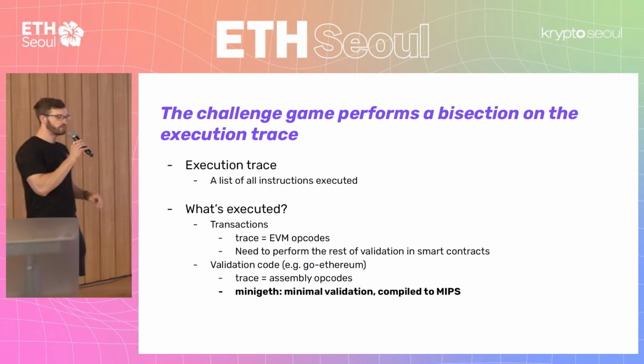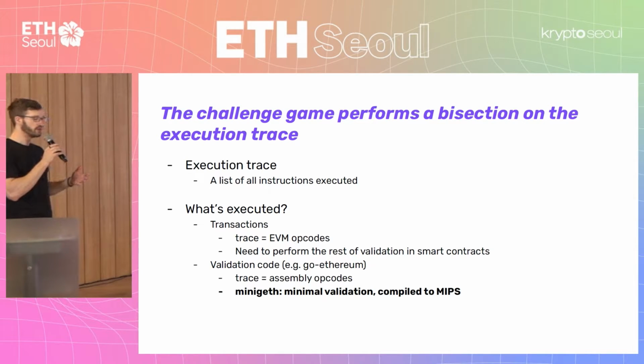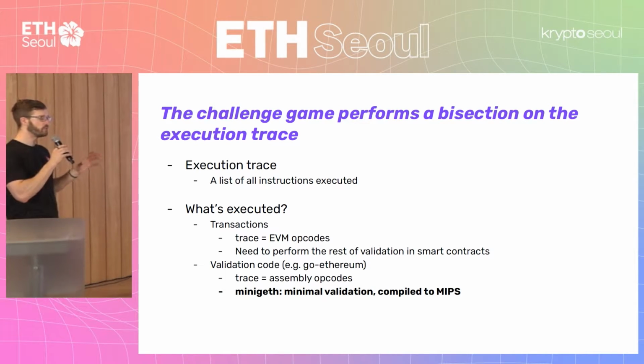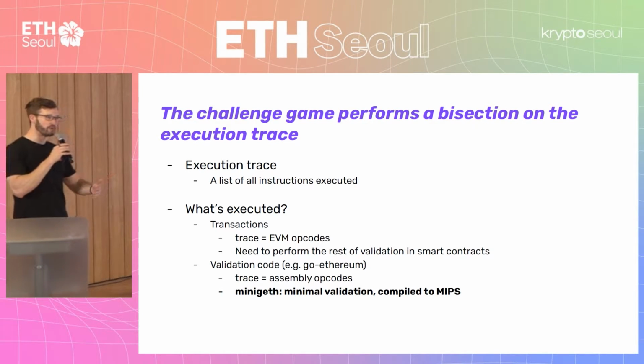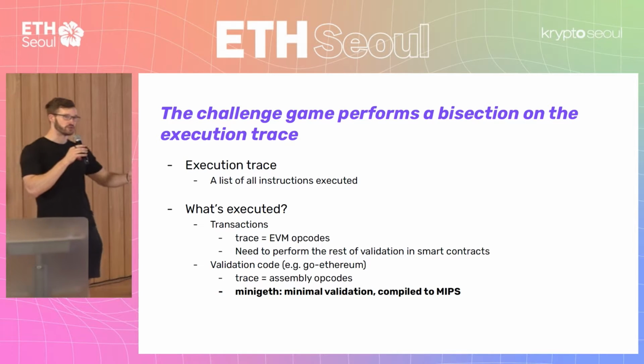So to figure out where we disagree, for the full proof, you do something called a challenge game. And what a challenge game is, really, it's a bisection on the execution trace. So what is the execution trace? When you run a program, you run a bunch of instructions one after the other. And the execution trace is just the list of all the instructions that you're going to execute.